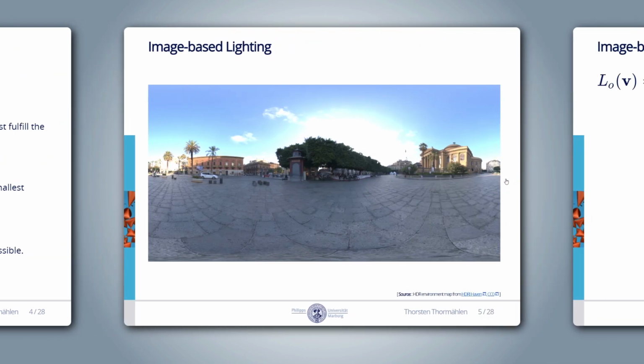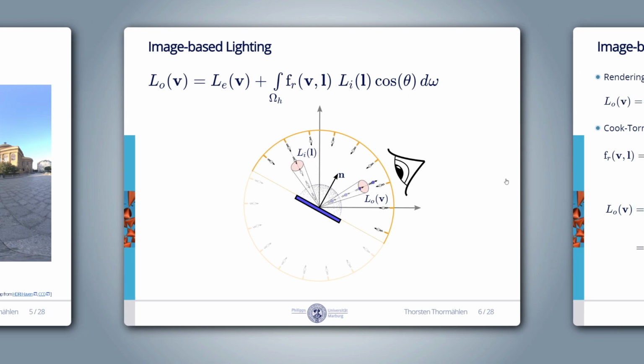For image-based lighting, the incoming radiance Li is stored in a 2D environment image. This image is mapped on a sphere, a dome or cube that surrounds the scene. We use a spherical environment map here. In any case, the image provides us with the incoming radiance Li from all directions. This means we need to solve this integral from the rendering equation. We have to integrate over the incoming radiance Li from the hemisphere above the surface patch to compute the outgoing radiance Lo.